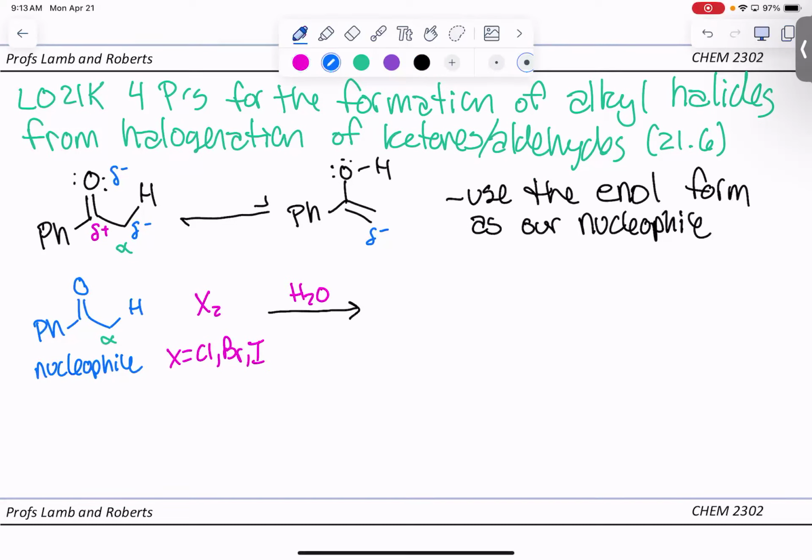And our product is an alkyl halide that replaces that C-H bond. All right, so we have our X at this position. And then our byproduct of this reaction is, of course, HX, because we've lost that alpha hydrogen, and then our other half of our electrophile, that's that X.